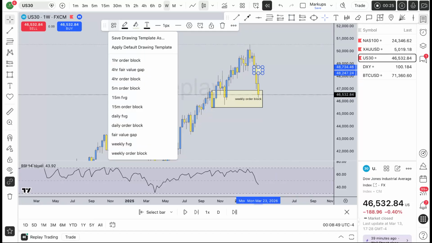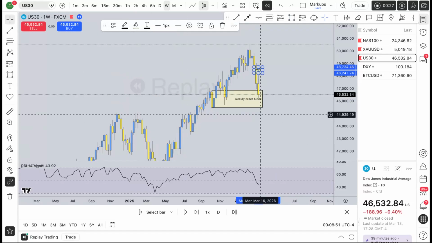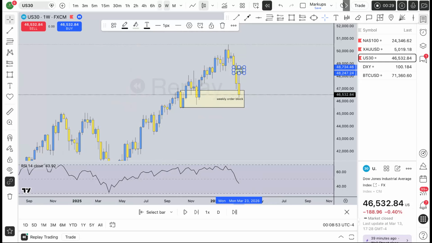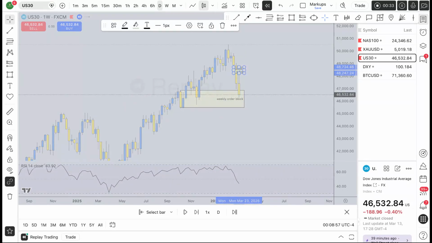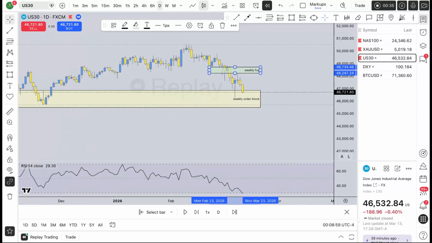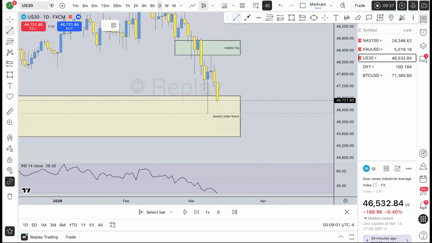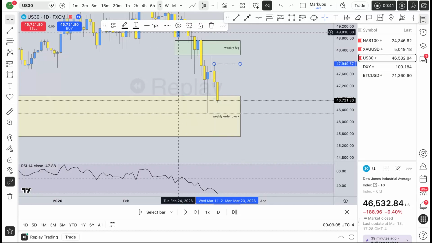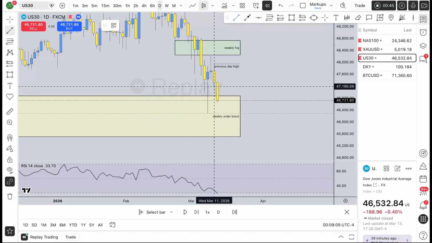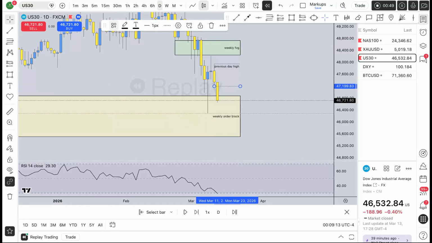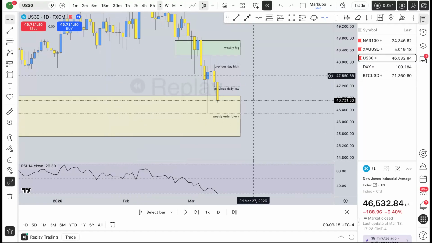Okay, fair value gap. Awesome. Next step, we're going to mark the external liquidity of price. So that's going to be the previous day high, PDH, and the previous day low. Okay, PDL. Awesome.